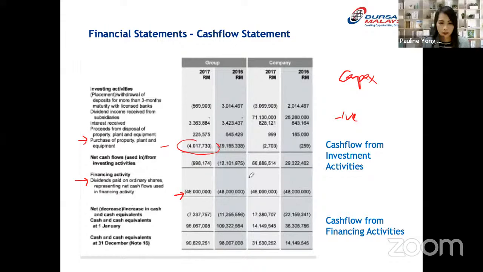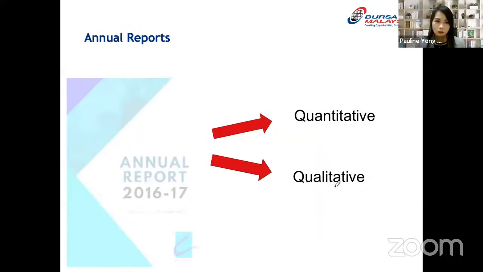So in fact, if it's a healthy company, you should see negative here. The positive in the operating should be able to cover these two negatives, if it's a healthy company. Okay, that's for the cash flow statement. So let's go to the qualitative.